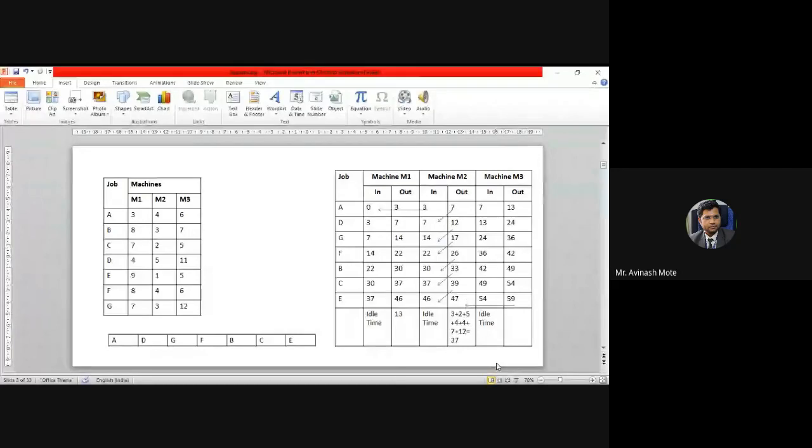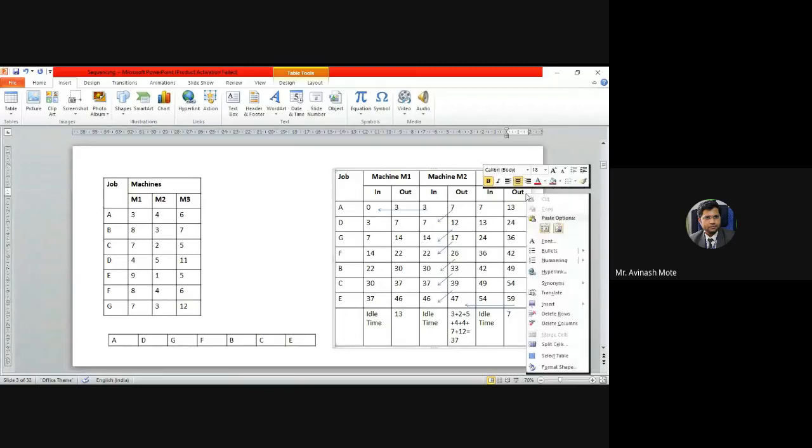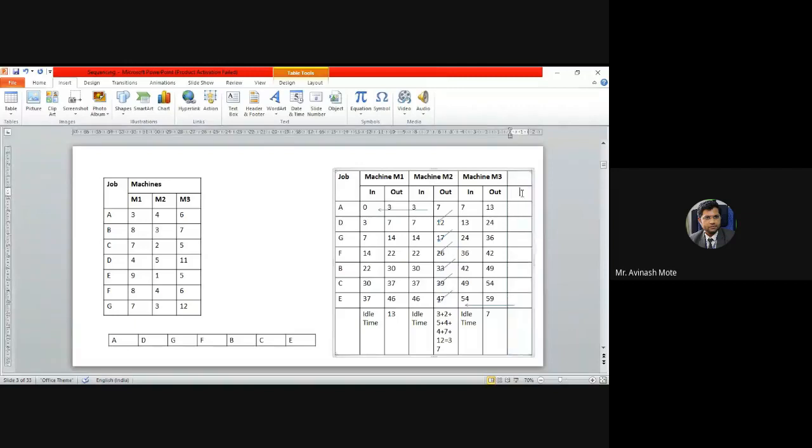Idle time for machine M3. Right, this crossing, 0 only, there is at the start 7. So 13 plus 37 plus 7. Okay, for job, let's calculate properly. I'll insert a column to the right. Idle time for job.